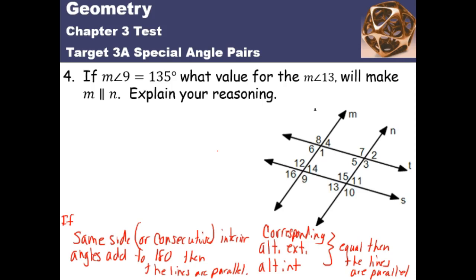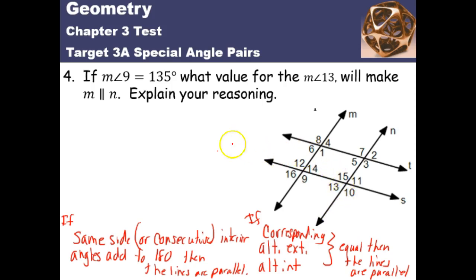Number 4, and again, I forgot the if here. Same thing. We're going to use if same side interior or consecutive interior angles add up to 180. Remember, same side and consecutive are the same thing. They're two different words for the same kind of angles. Add to 180, then the lines are parallel. If corresponding, alternate exterior, or alternate interior angles are equal, then the lines are parallel.